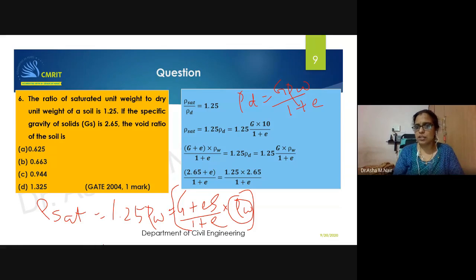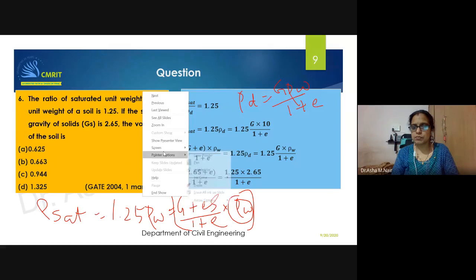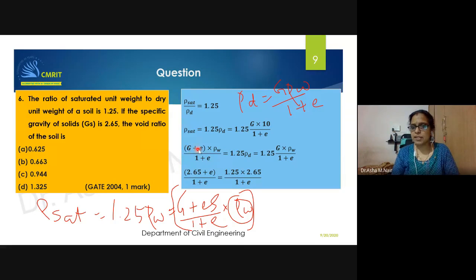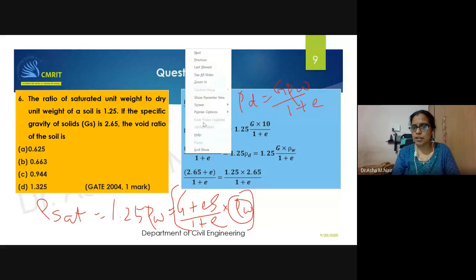Now see here, the next step: G plus e into rho w. What is this? This is this step.